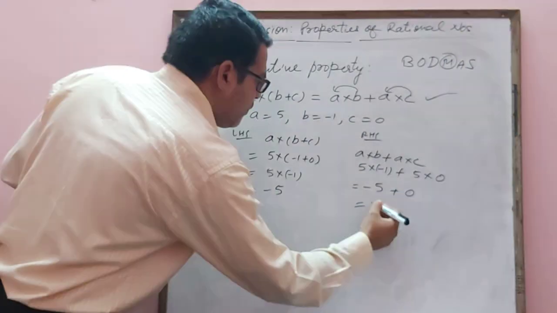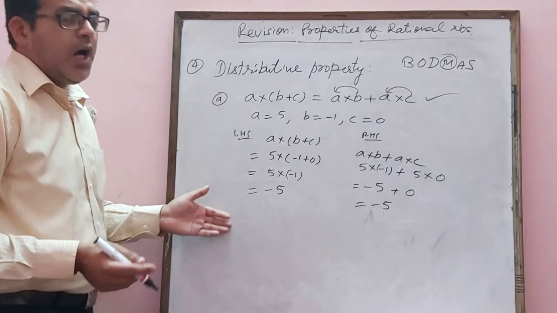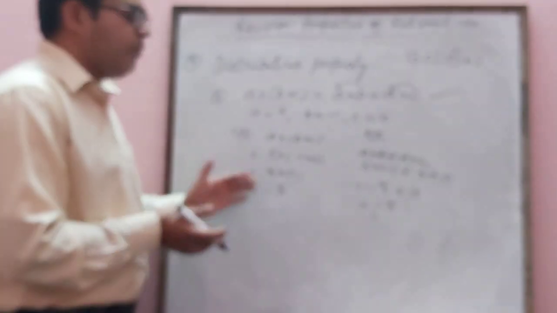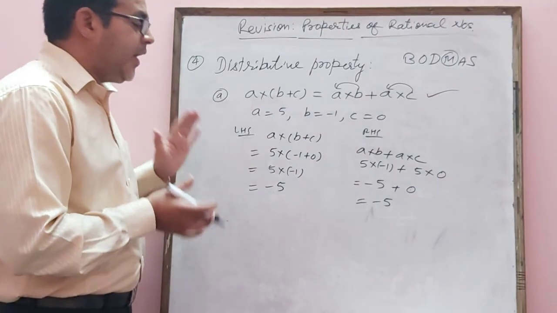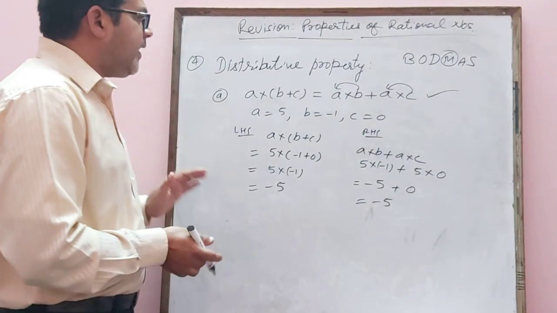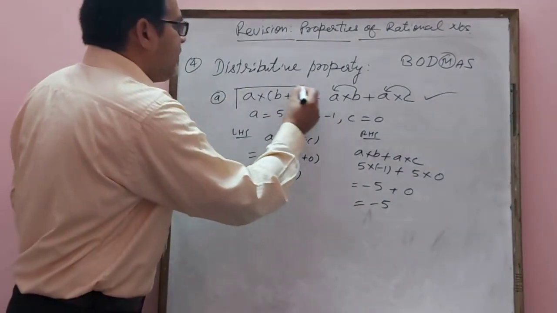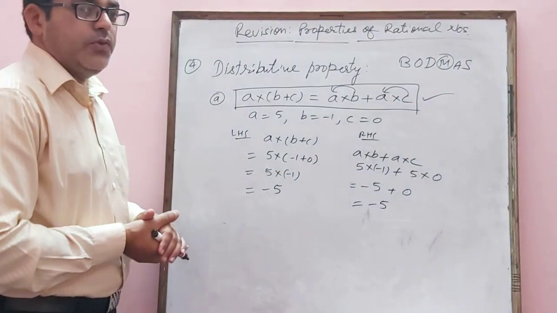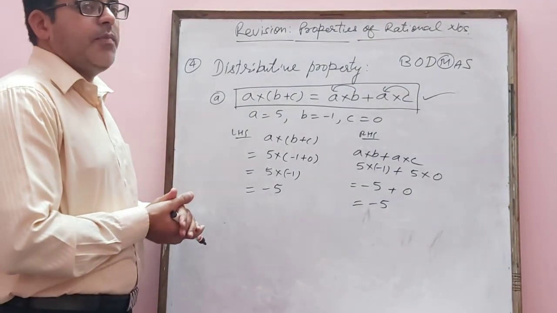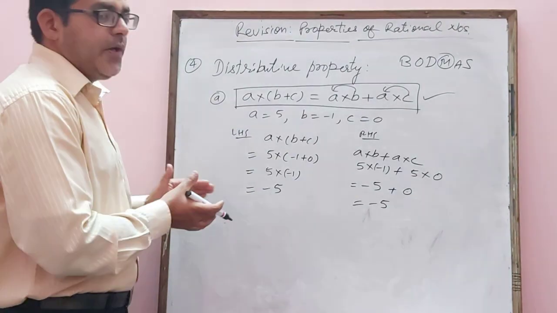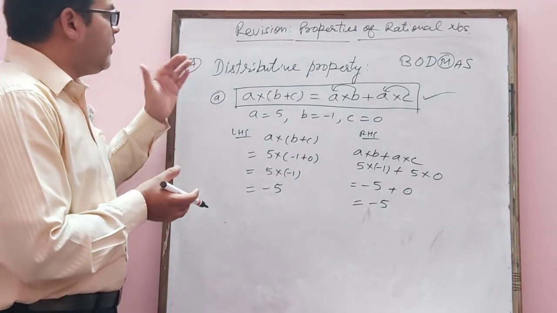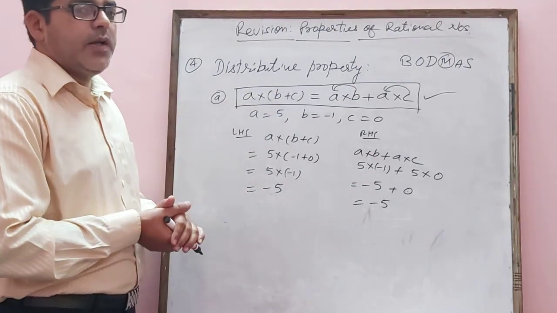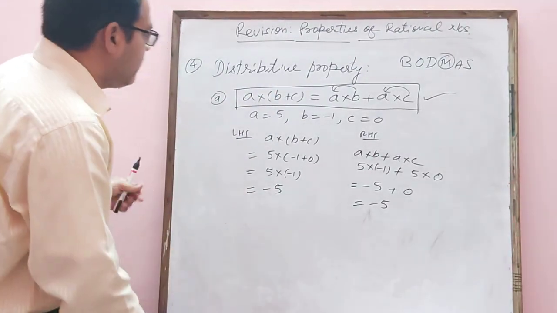So minus 5 plus 0 is minus 5 only. Now you can see here again, left hand side and right hand side both the sides are same. It means we can say that this relation is true for any set of values. For any of the rational numbers we can prove it, we can justify it. So this is called distributive property of multiplication over addition. Hope you understand, guys.